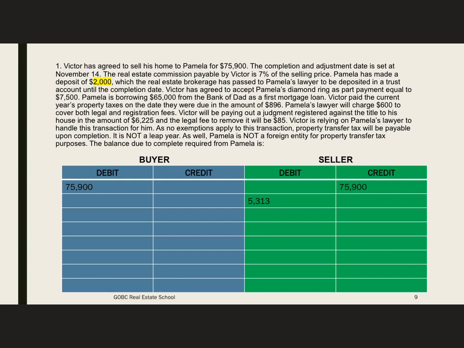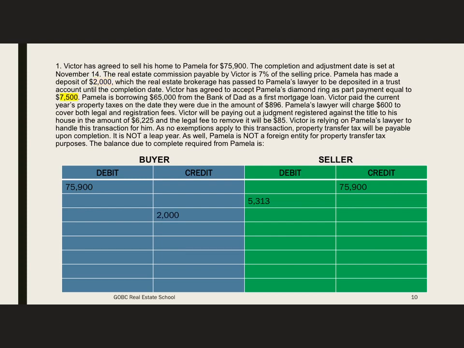The next thing we're going to deal with is Pamela's deposit of $2,000. It says that the real estate brokerage has passed it to Pamela's lawyer to be deposited in a trust account until the completion date. So this is being handled by the brokerage and the lawyers. It is not going directly to the seller. So that deposit will be a credit to Pamela, and it will not show up for the seller on the seller's statement.